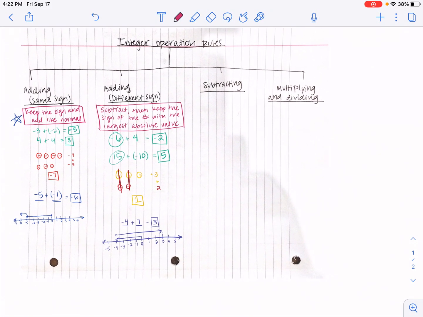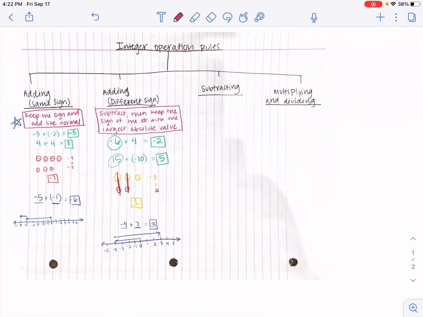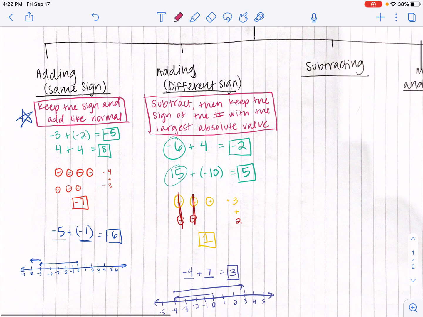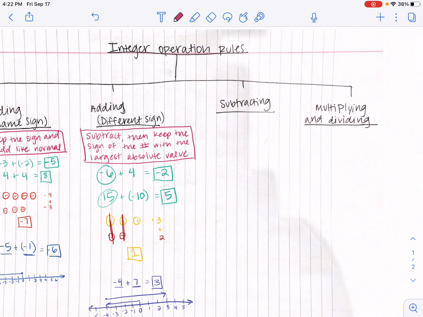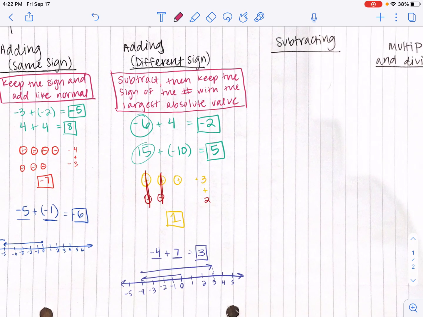So this is what your thinking map in your journal should look like at this point. Remember, it's called Integer Operation Rules. It is a classifying map, and so we've talked about adding with the same sign and adding with different signs. Before we get to our subtracting portion, I'm going to go ahead and talk about something real quick.